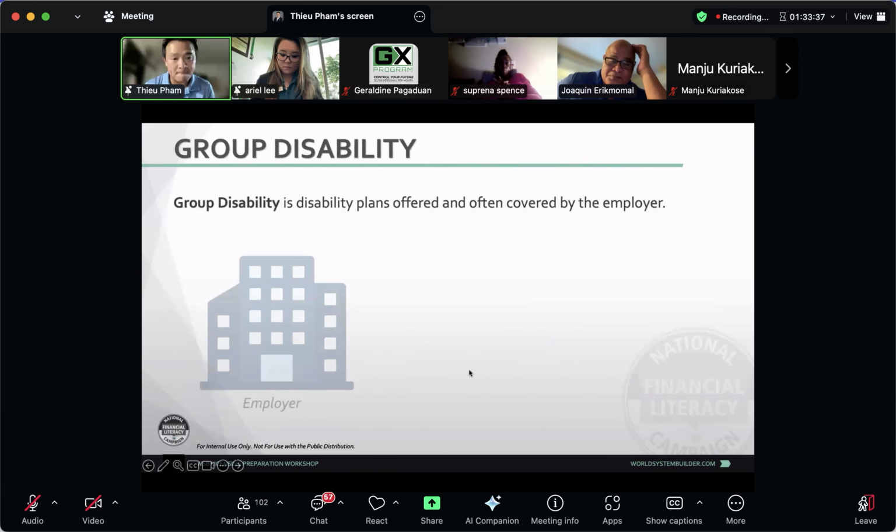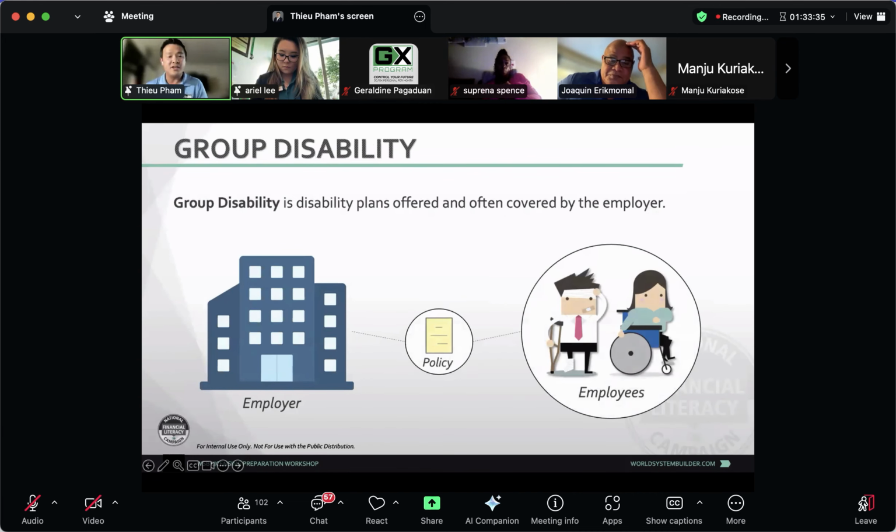Okay. Group disability is disability plans offered and often covered by the employer. I think many companies do this right now. They do cover group disability insurance for all employees. And it's usually paid by the employer.